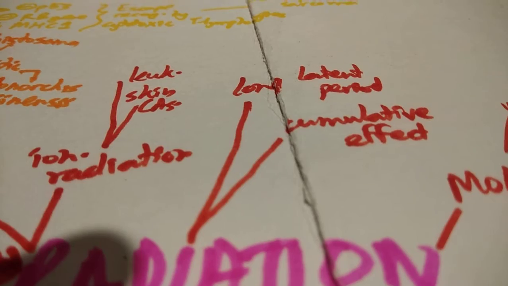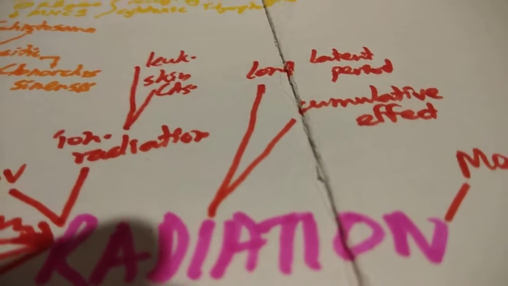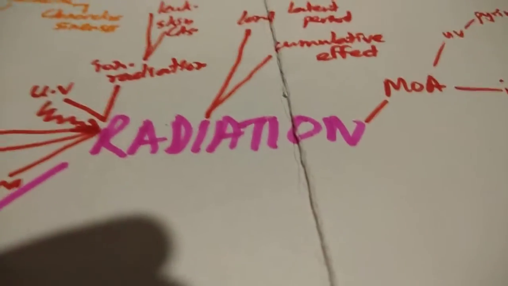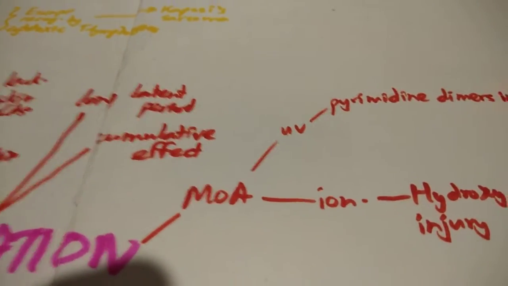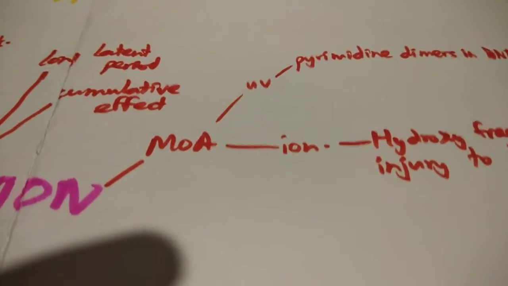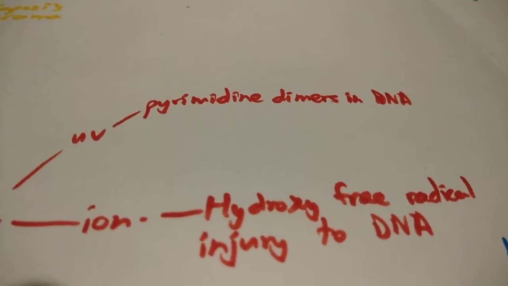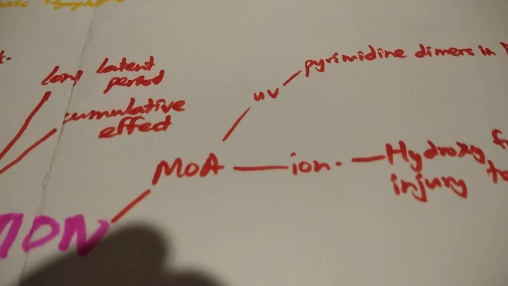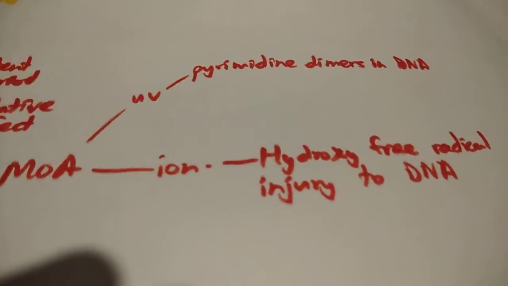So multiple exposures of radiation, even if it's short term, as long as it's multiple, like in a radiologist, increases their chances of oncogenesis. Right? So how does radiation act? Now let's look at UV radiation and ionizing radiation. In the case of UV radiation, you have pyrimidine dimers in DNA, which inhibit replication. Whereas with ionizing radiation, there are hydroxyl free radicals, which cause injury to DNA. All right.